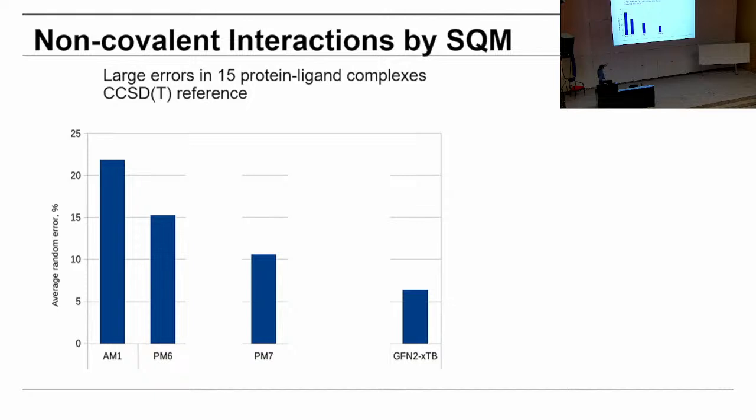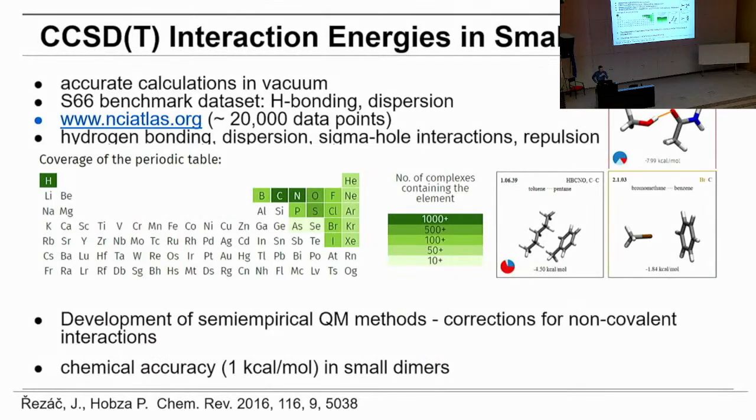So you can see the errors have been decreasing over time, let's say over the development, but still over 5%, it's not really great. So the method that Jan Řezáč with Pavel Hobza in Prague took was to try to parameterize the errors. For that, you need some accurate data, and this accurate data came from CCSDT interaction energies.